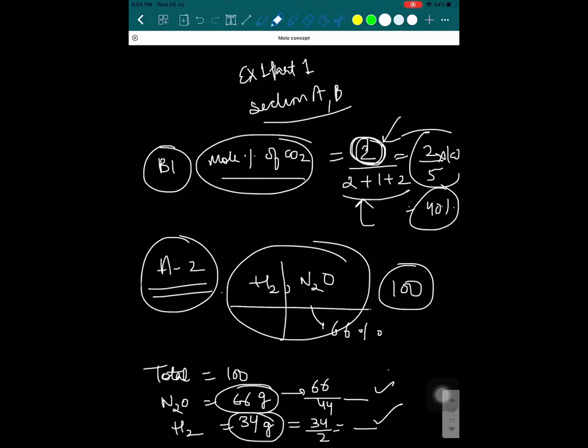Yeah, total mass by total moles. Yes, Monish and Harshit Reddy, your doubt is cleared in the A2. Yes or no? Tell me a bit fast.